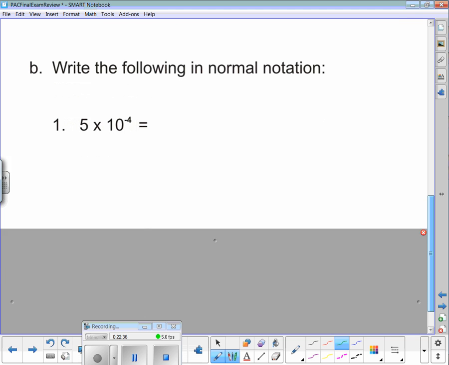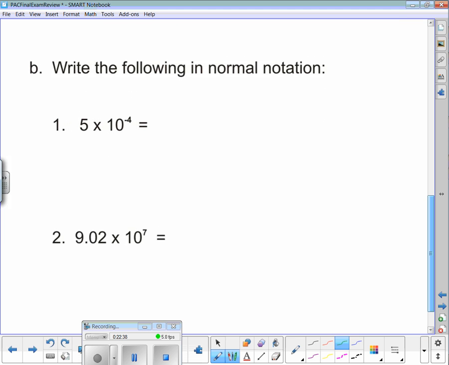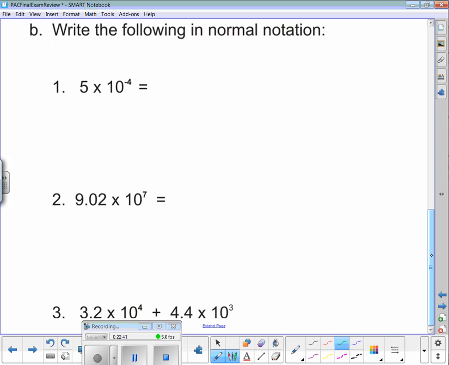All right, let's write the other way. Go ahead and do 1 and 2. Put them into normal notation. Don't do 3 yet. All right, so you look at number 1. Because of the negative exponent, hopefully you went this way. 1, 2, 3, 4, right? So it's 0.0005.